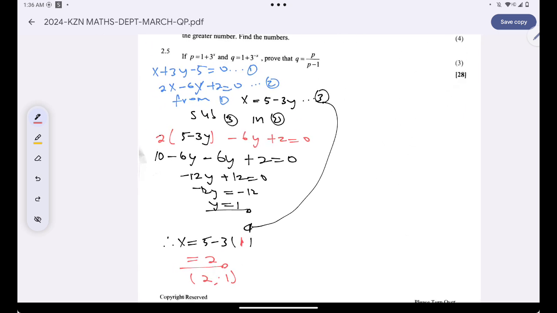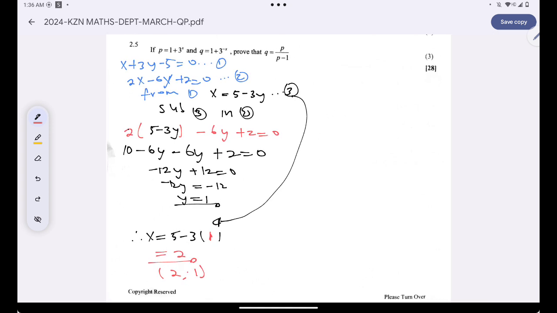Please take a screenshot, guys, if you can, or pause the video and write down the simultaneous equation answer because I want to erase it. Okay, let's erase it to create space.